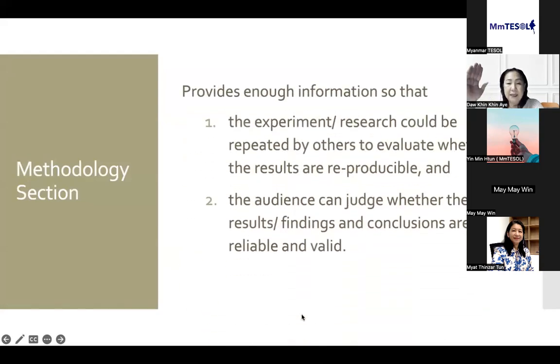Now, here in this case, methodology section provides, you need to be very careful, enough information so that the experiment or the research that you conducted could be repeated by others to evaluate whether the results are reproducible. And another one is the audience can also judge whether the results or finding and conclusions are reliable and valid. Because the essence of the research is its reliability and validity. That's why your methodology section will be able to prove that they are reliable and valid.